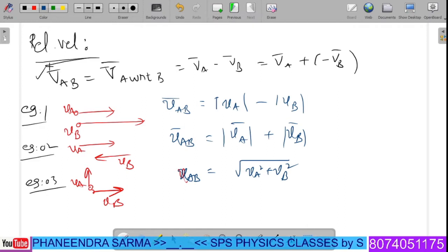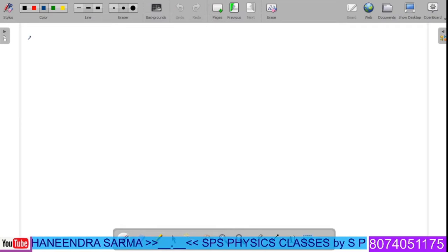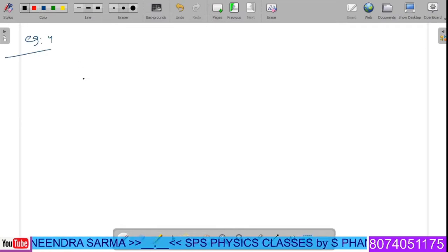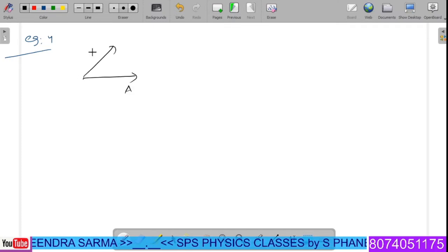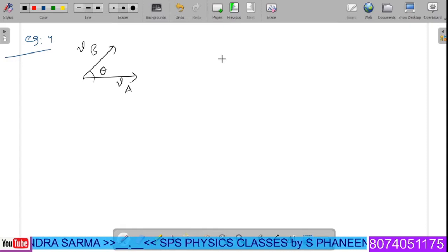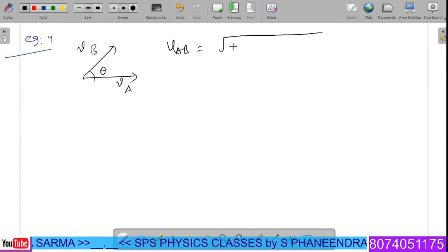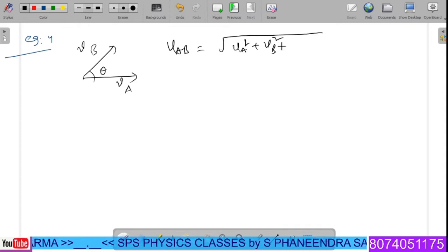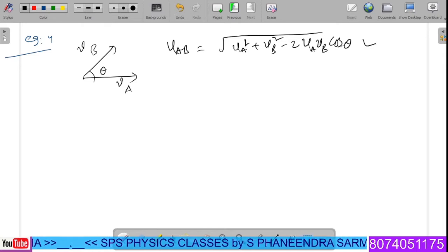Suppose in the next example, example number 4, this is the first object A and this is the second object B. VA and VB are at an angle theta degrees with respect to each other. Then the relative velocity magnitude VAB is given by root of VA square plus VB square minus 2 VA VB cos theta. You have to apply the parallelogram law of vectors here. That's it.